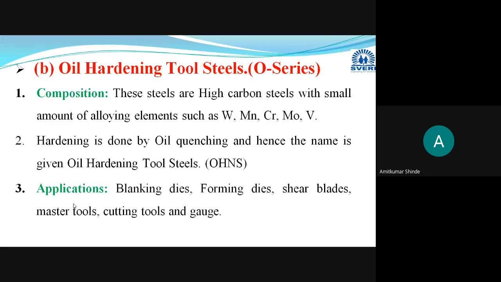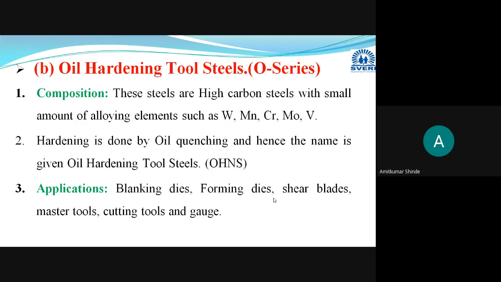First you have to discuss the composition, properties, and then applications. So this is the second type, oil hardening tool steel, denoted by the O series, and also termed OHNS, oil hardening non-shrinkage tool steels. The applications are blanking dies, forming dies, shear blades, some cutting tools or different master tools depending on the desired applications, and some gauges manufactured with the help of oil hardening tool steels.